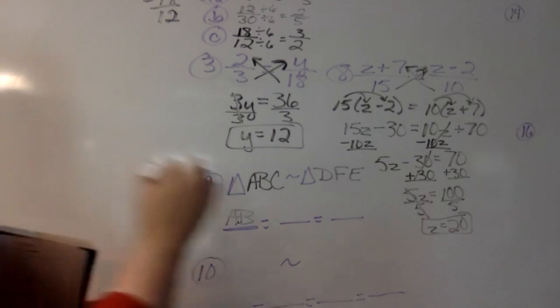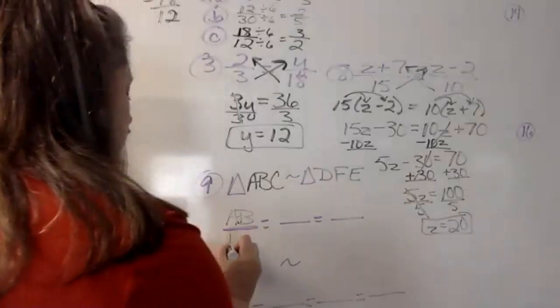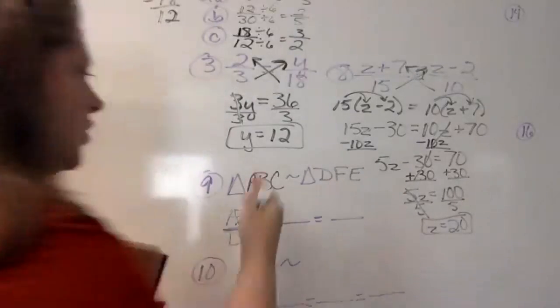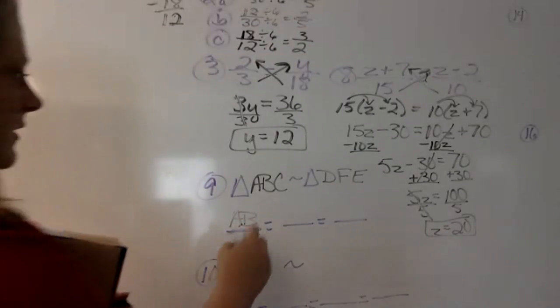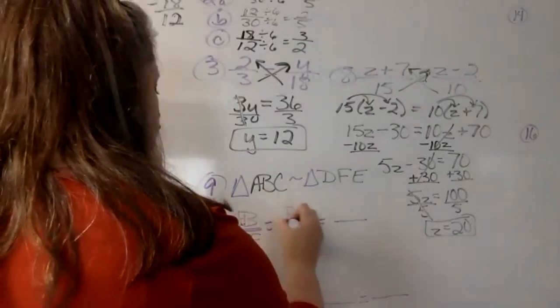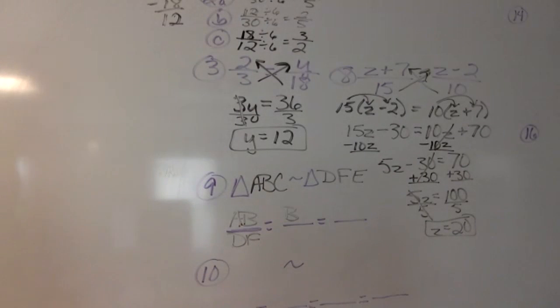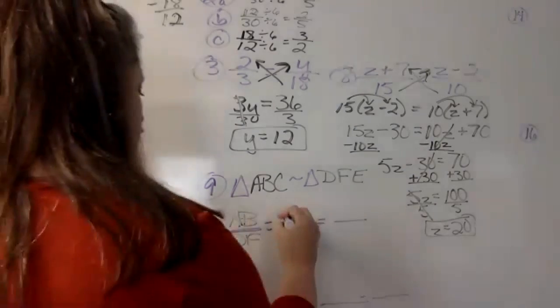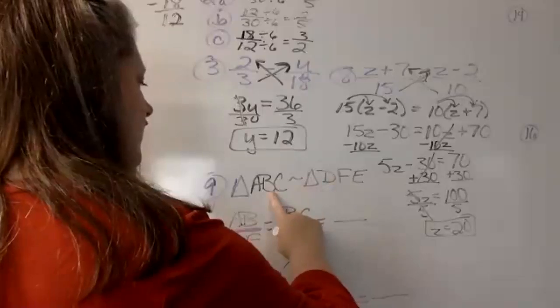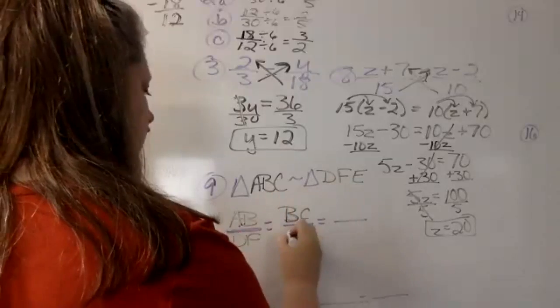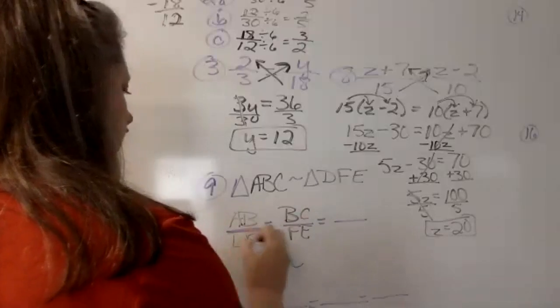Okay. AB goes with DF, so you put AB over DF. You're just writing the ratios of the sides that go together. BC, what? F, E. All right, BC goes with what? FE. BC, second and third letter, goes with FE, second and third letter.